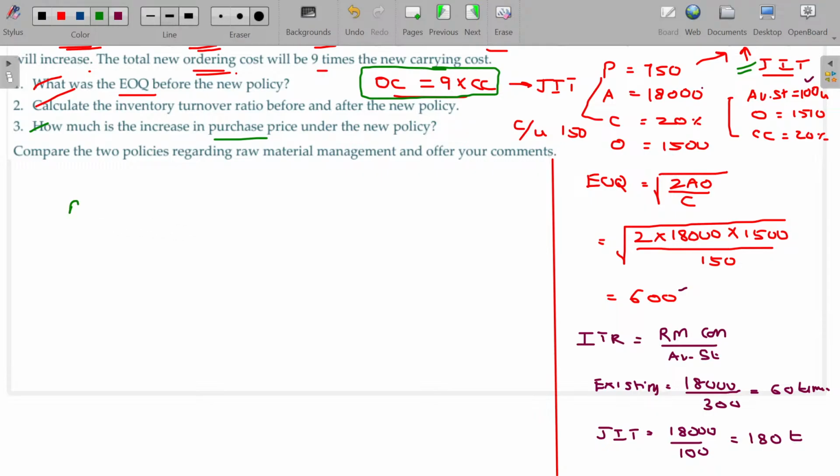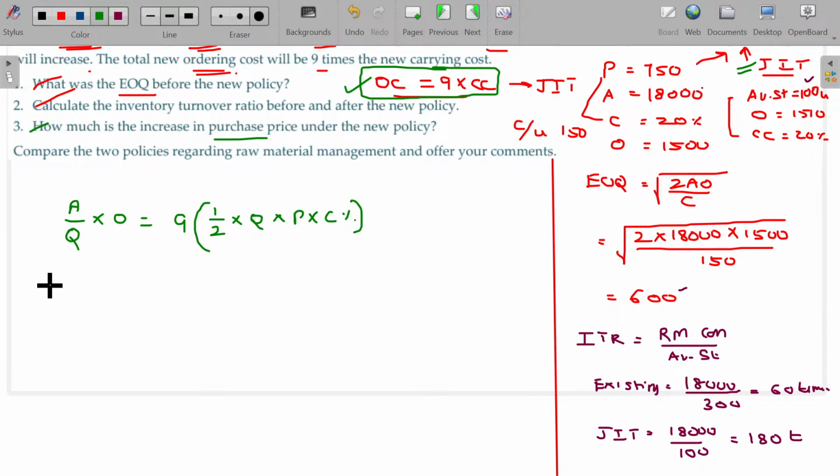What is the ordering cost? Ordering cost is annual requirement divided by quantity per order multiplied by ordering cost. What is the carrying cost? Carrying cost is half of quantity ordered every time multiplied by price into carrying cost percentage per unit per annum. As per the JIT approach, ordering cost is equal to 9 times the carrying cost. We framed the equation, now you have to solve this.